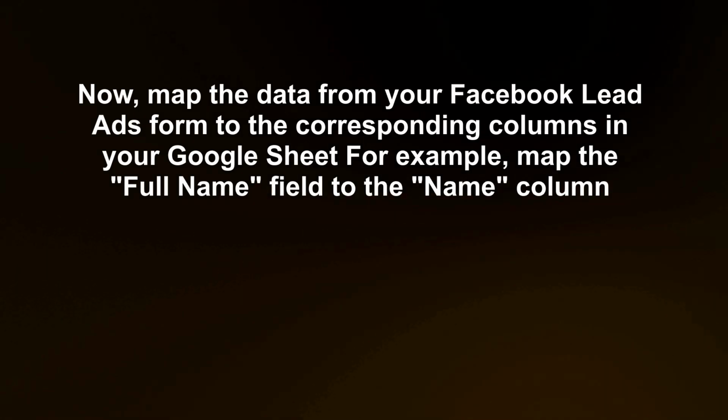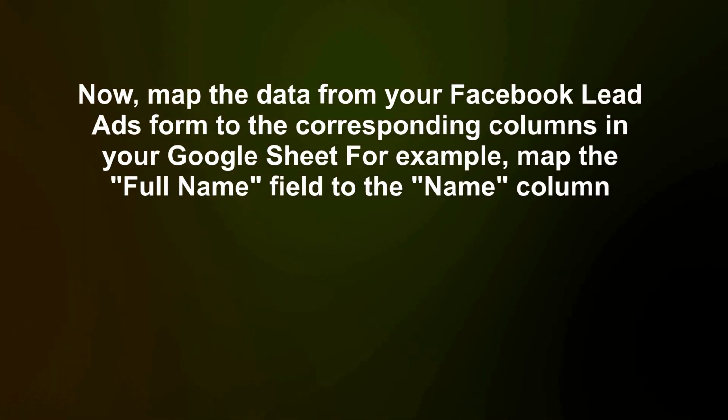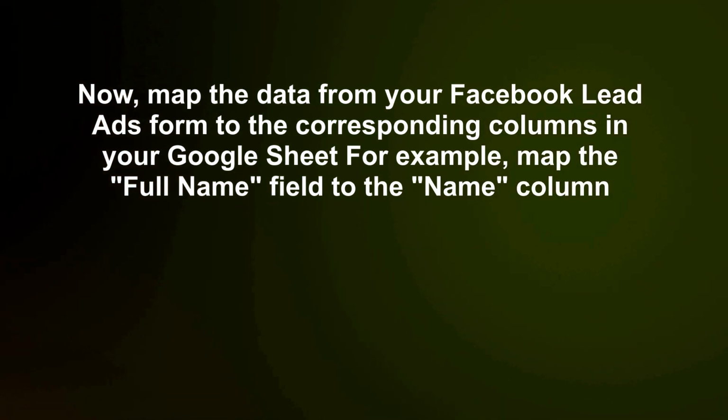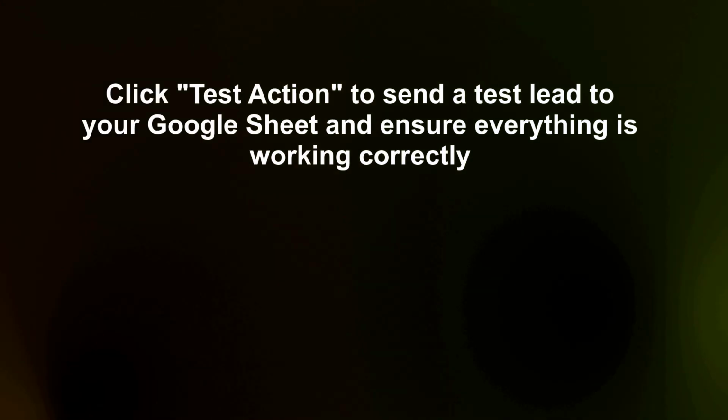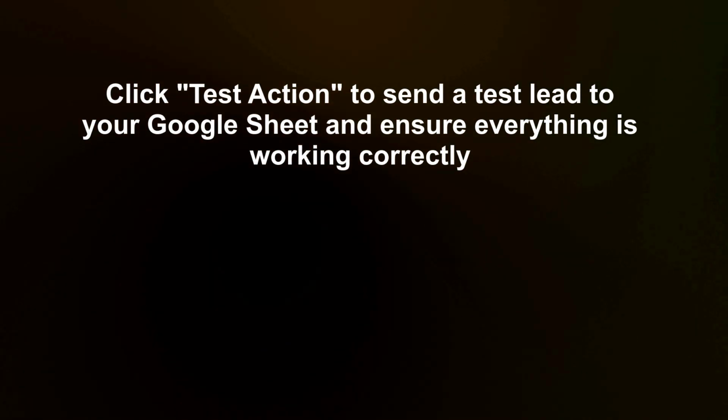Now, map the data from your Facebook Lead Ads form to the corresponding columns in your Google Sheet. For example, map the full name field to the name column. Click Test Action to send a test lead to your Google Sheet and ensure everything is working correctly.